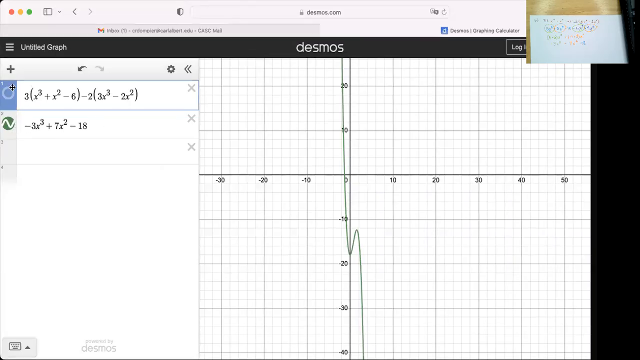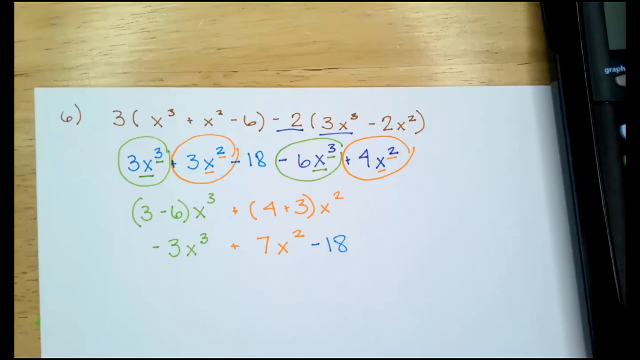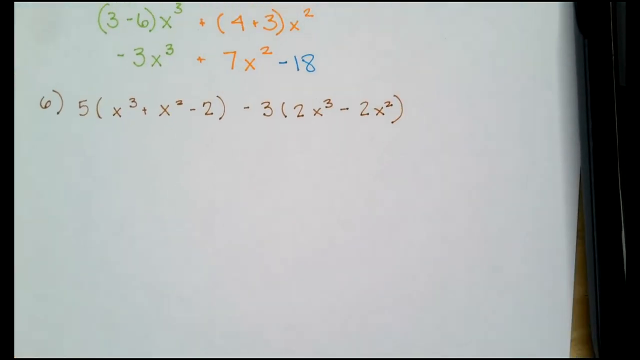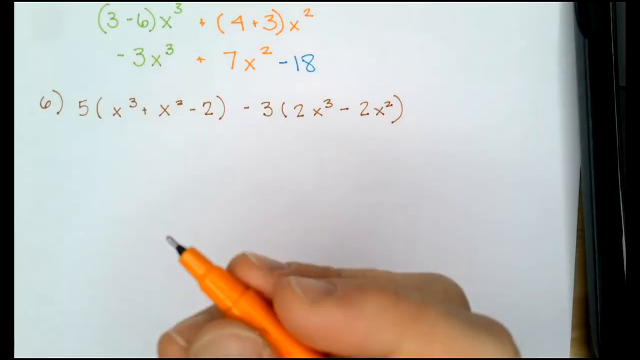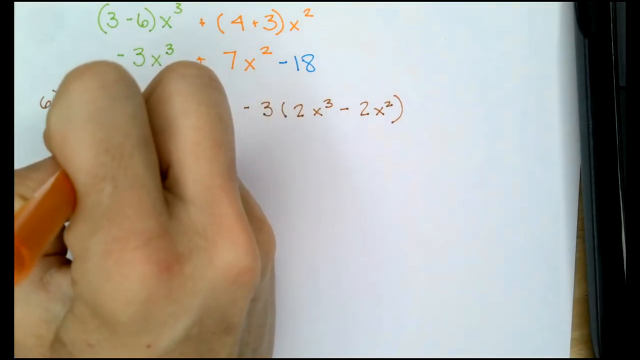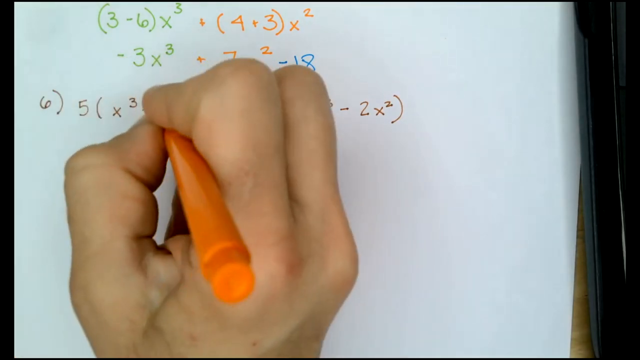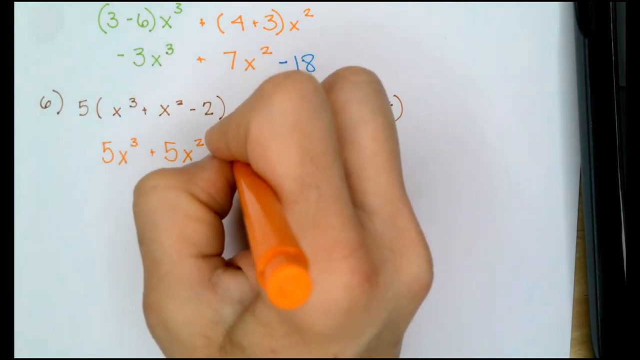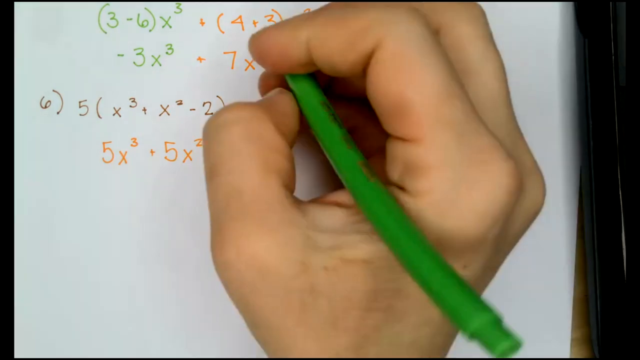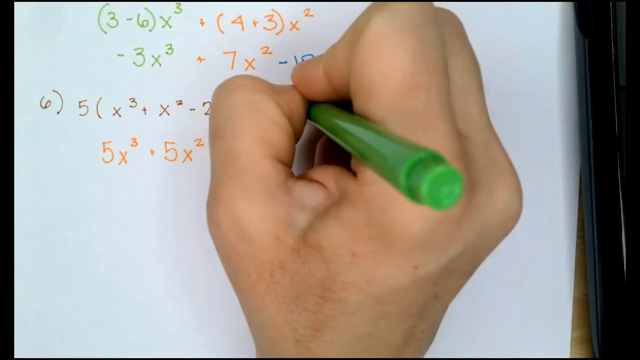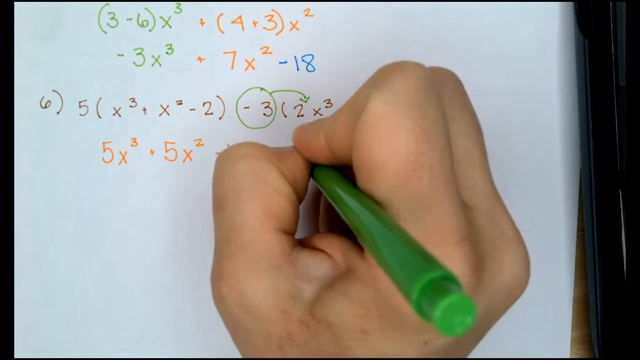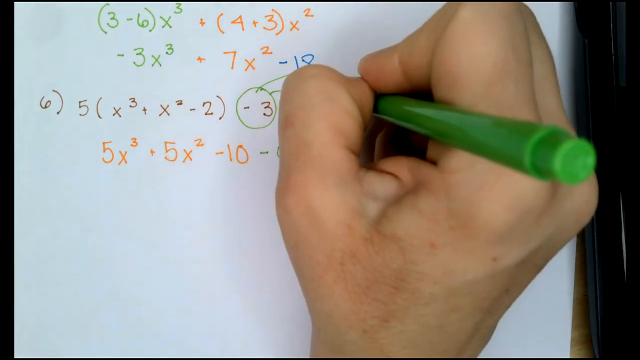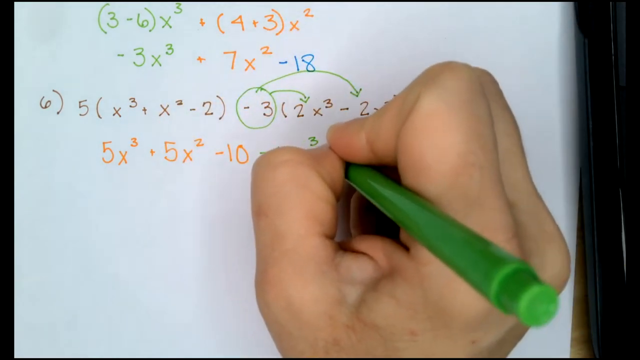Again, if we look at Desmos, here is our answer, here's the original equation, and the graphs are on top of each other. Here we have a 5 we're going to distribute. So 5 times x cubed becomes 5x cubed. 5 times x squared is just 5x squared. 5 times a negative 2 is a negative 10. Negative 3 times a 2 is a negative 6x cubed. Negative 3 times a negative 2 is going to be a positive 6x squared.